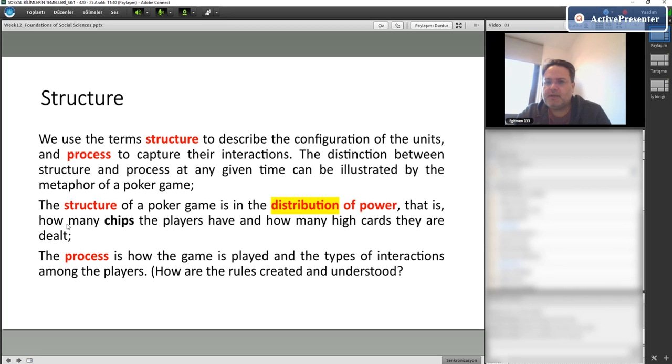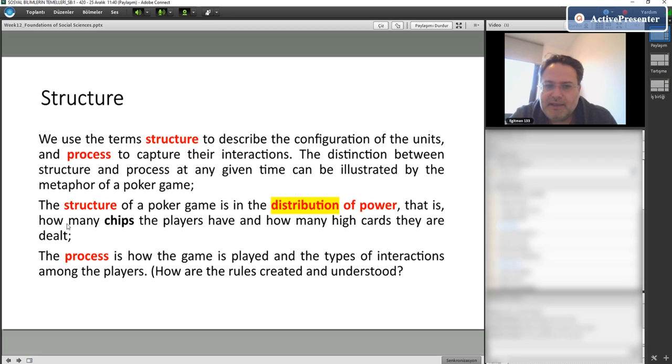And I want to introduce you to a concept. You are going to enjoy this concept, this word. It's called structure. When we talk about structure, we use the term to describe the configuration of units. I will give an example. And then there is the word process. For political scientists, we usually talk about structure, and we talk about process to capture some ideas.